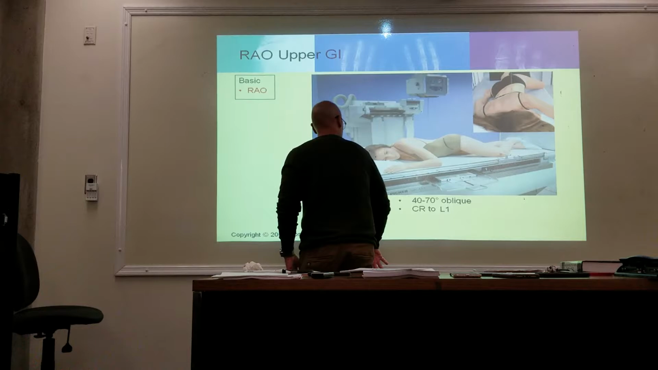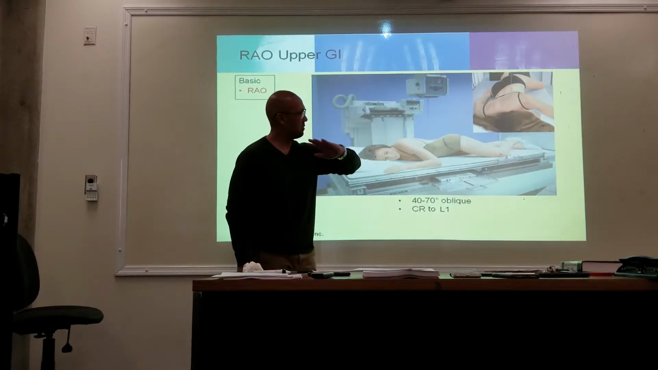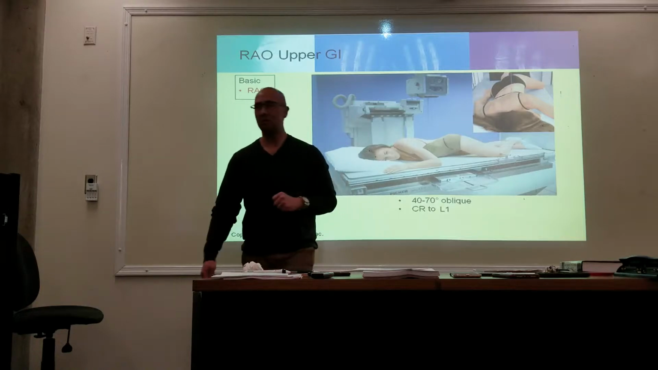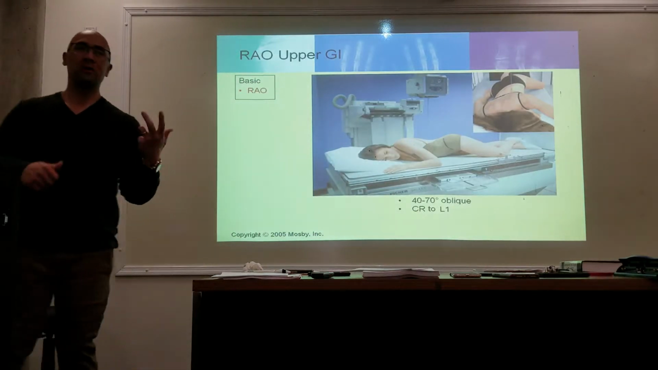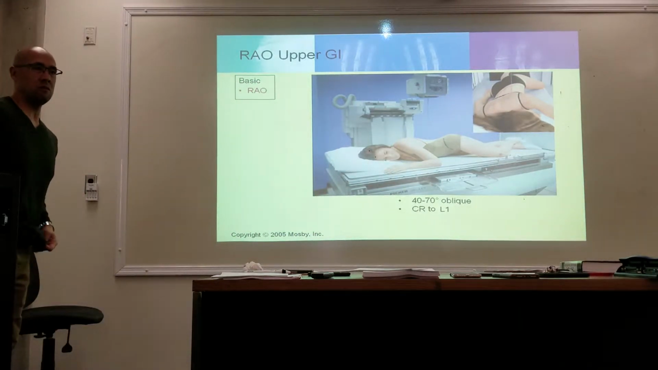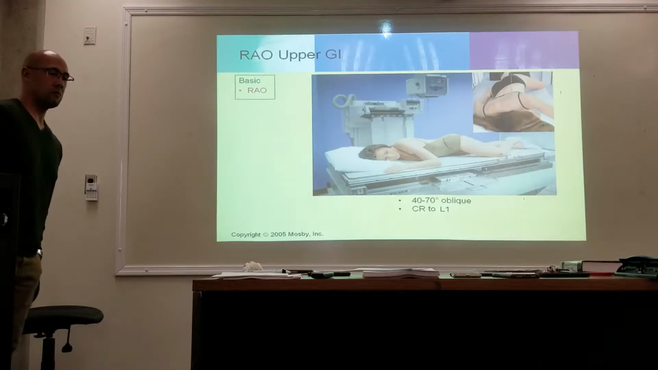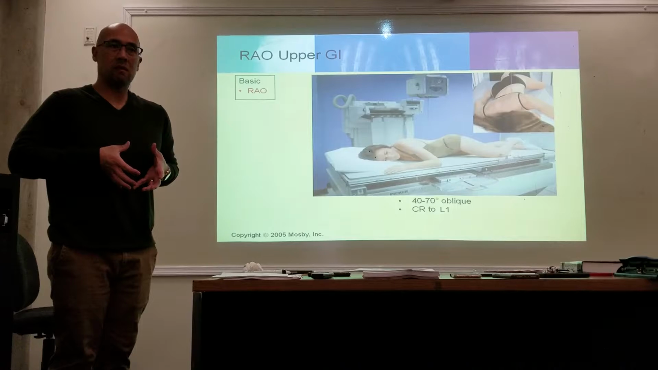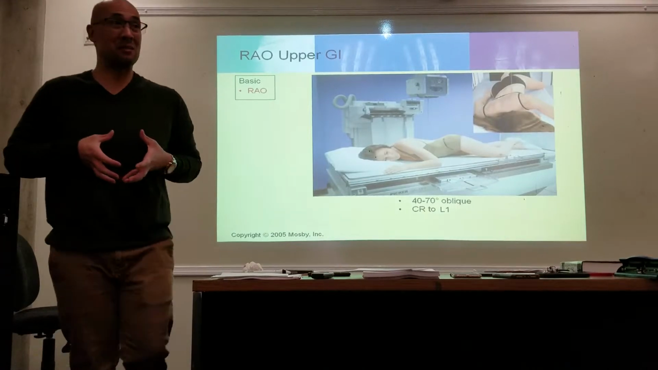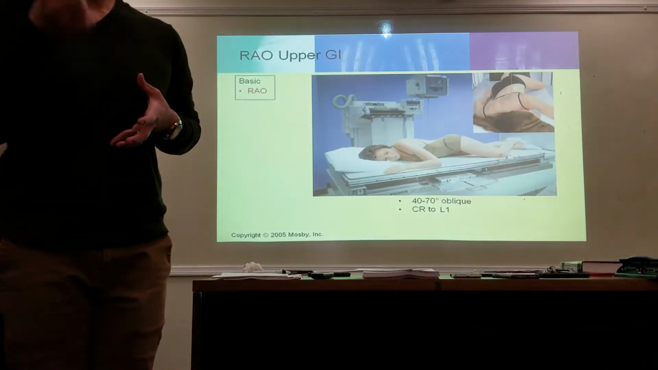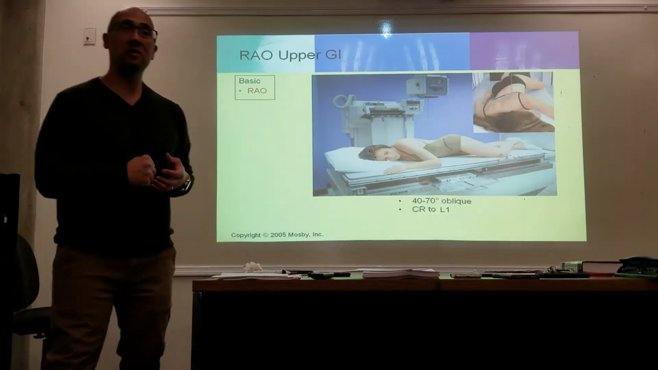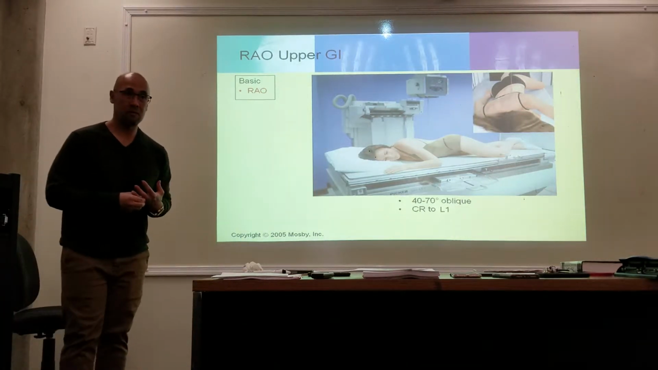Right arm down by their side, left side in front of them to help support their weight. Legs slightly bent to also maintain that balance. What size image receptor are we going to use here? 14 by 17. We don't. The stomach's only about this big. 10 by 12. Okay. Remember, your stomach should be as big as your fist, right? All right. So we're going to use a 10 by 12.